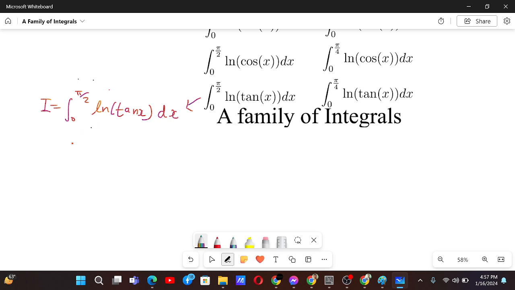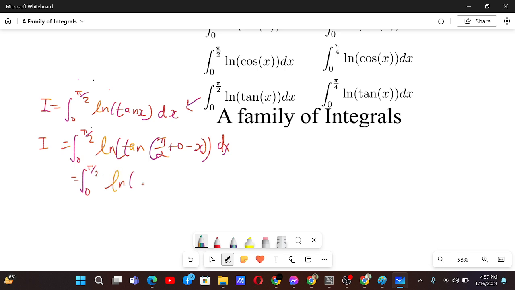Over here we will use King's rule. That says that this integral will also be equal to the integral from 0 to pi by 2 of ln tan of, just add this, pi by 2 plus 0 minus x, dx. Now this is the integral from 0 to pi by 2 of ln cot x dx. So basically these two are the same.